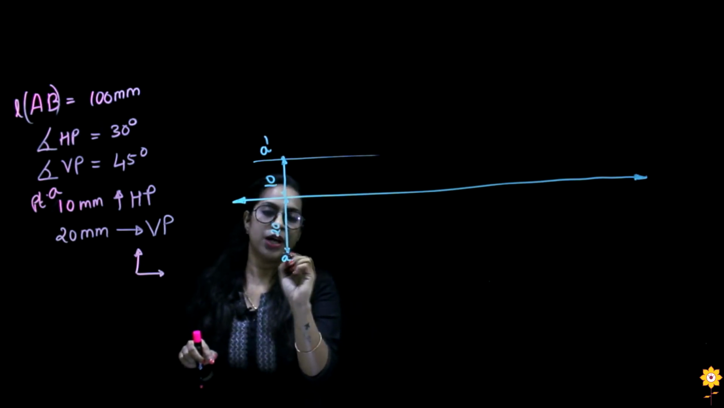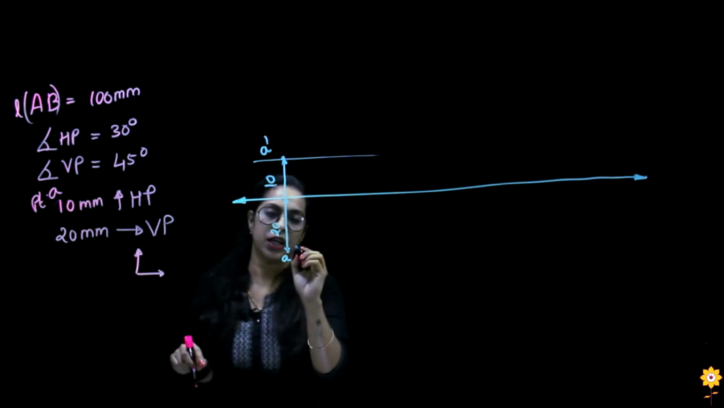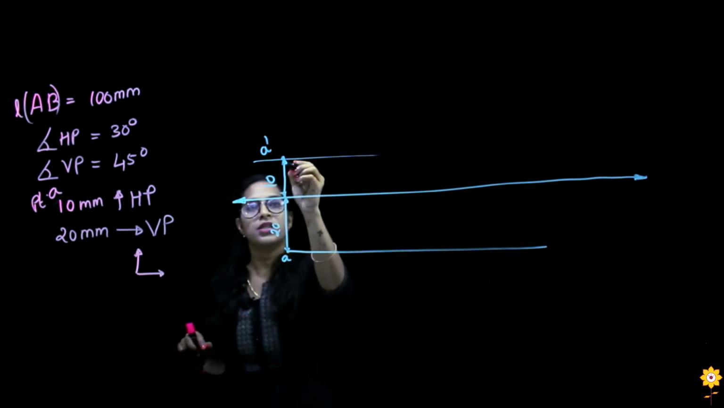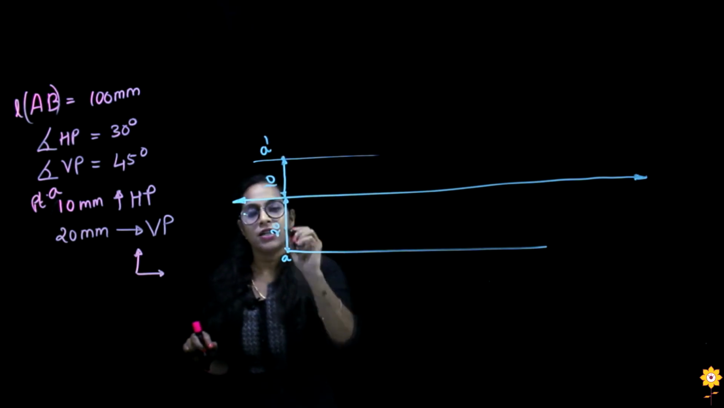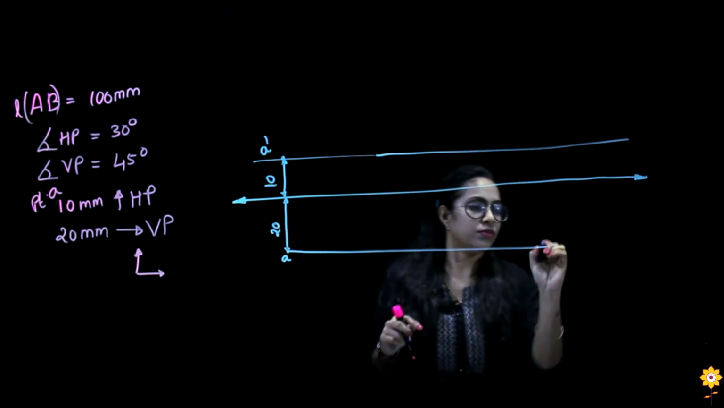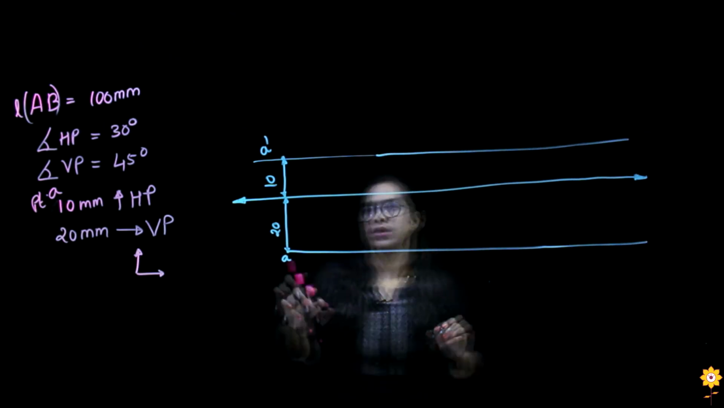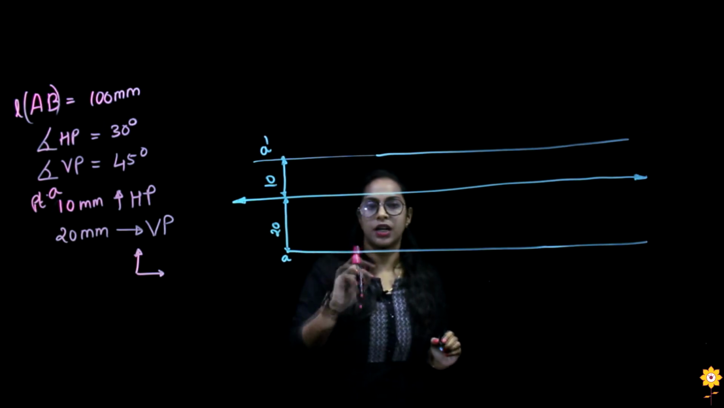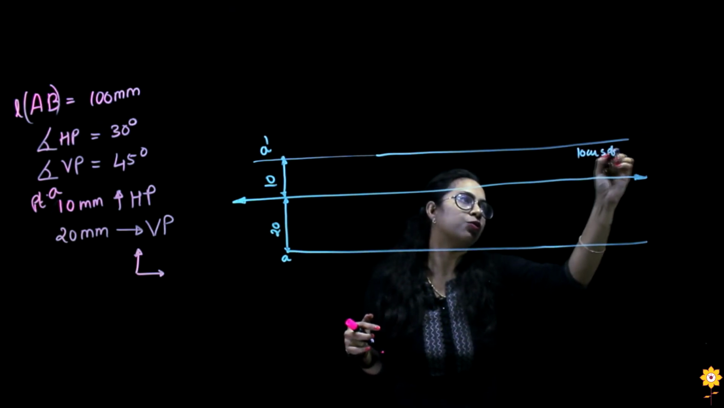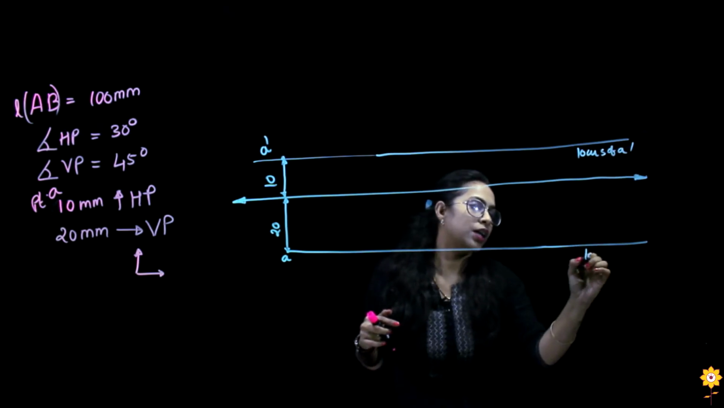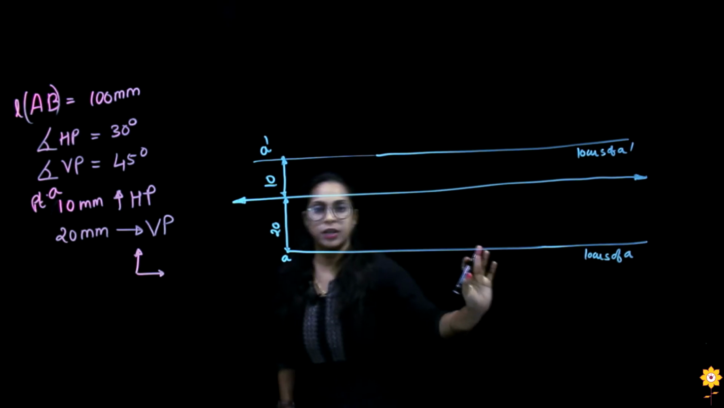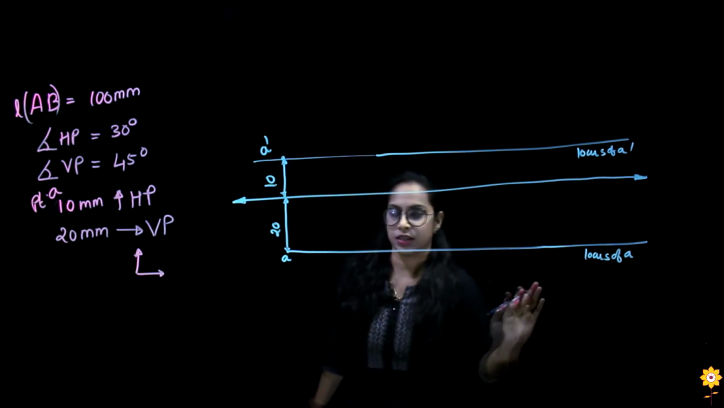At this point, I'll be having the top view of the point A, that is A. So what we do is, we represent the front view with A dash, and we represent the top view with A. So these are two locuses with respect to A dash and A. Let me name this as locus of A dash, and this would be locus of A. This is not compulsory to write, but it is easier to understand like this.